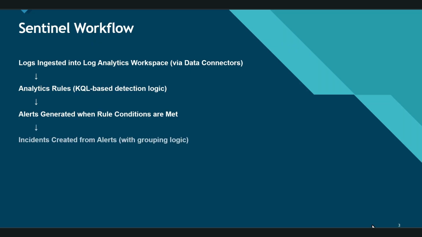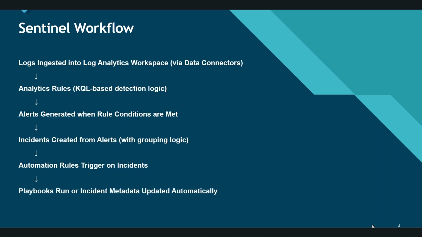These alerts then create incidents, and multiple alerts can be merged or grouped into an incident depending on how you set them up. And after incidents are created, you can use automation rules to trigger on incidents, and these rules can either initiate playbooks, things like letting your security team know that there's a security incident by sending an email or posting a message on a Teams channel, or it can update the metadata of an incident to assign an owner, change the priority, etc. So this is the complete workflow of Microsoft Sentinel's core features.